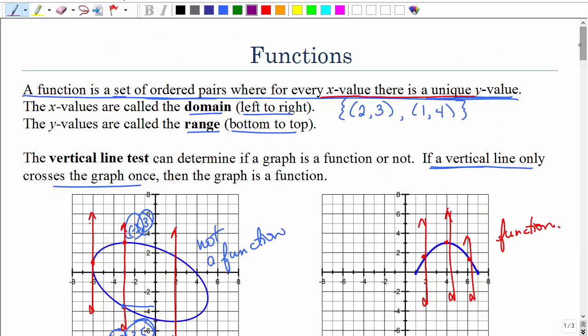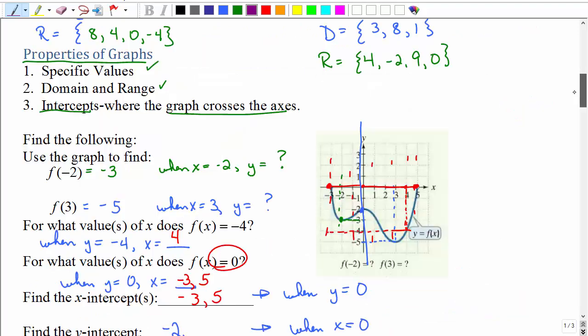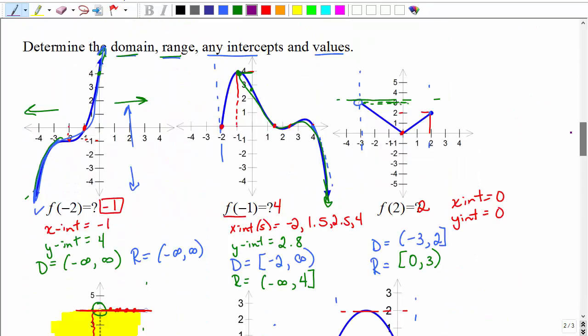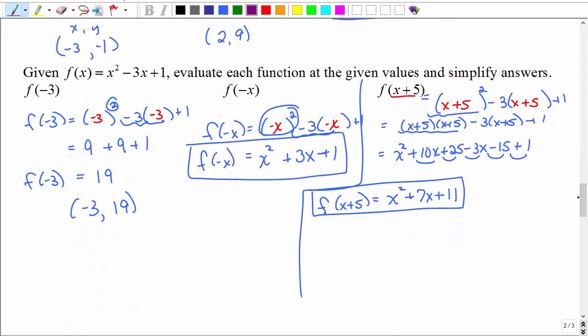We have the vertical line test. We have intercepts, finding the domain and the range from a graph, and then we're evaluating those functions.